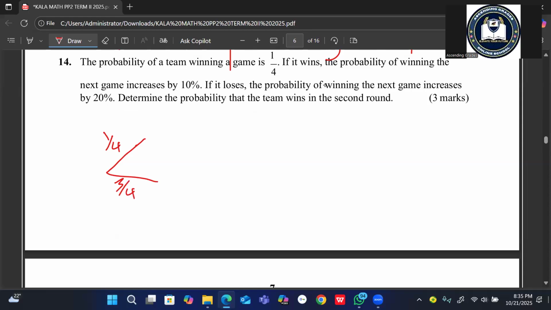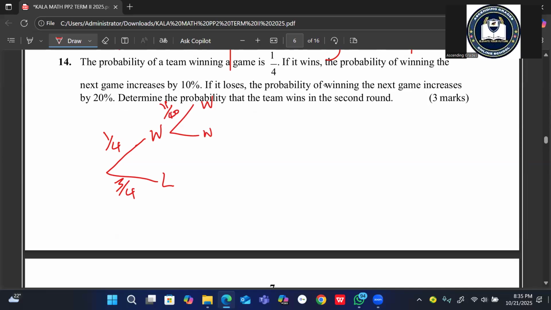So this is win, this is loss. If it wins, the probability of winning the next game increases by 10%. So when you increase 1 over 4 by 10%, it gives you 11 out of 40.